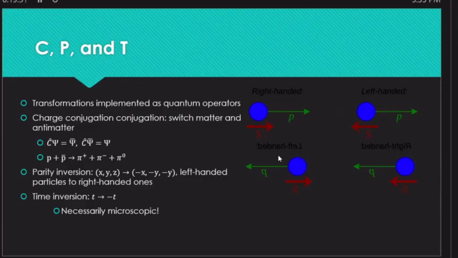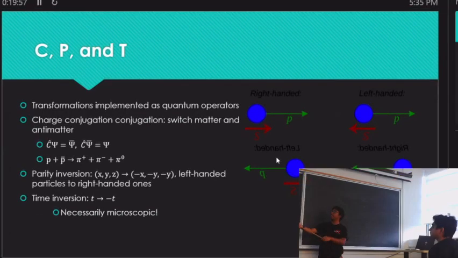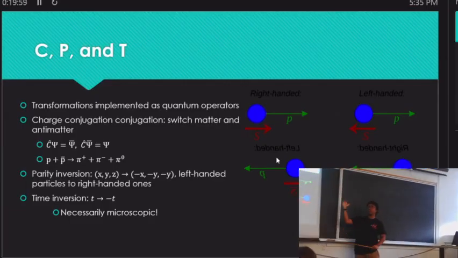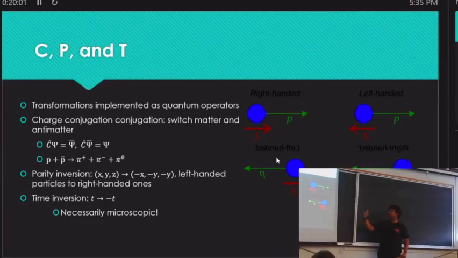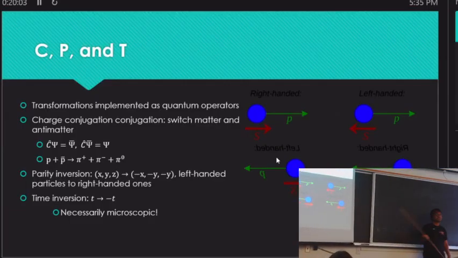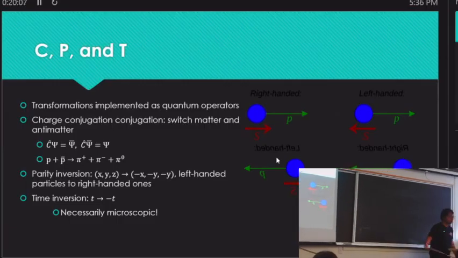It relates to something called the handedness of a particle, where, as you can see here, say your particle momentum is in this direction, and its spin vector is also in this direction. That follows the right-hand rule, and so that's a right-handed particle, and then the opposite is left-handed. And so a parity inversion switches the handedness of particles.